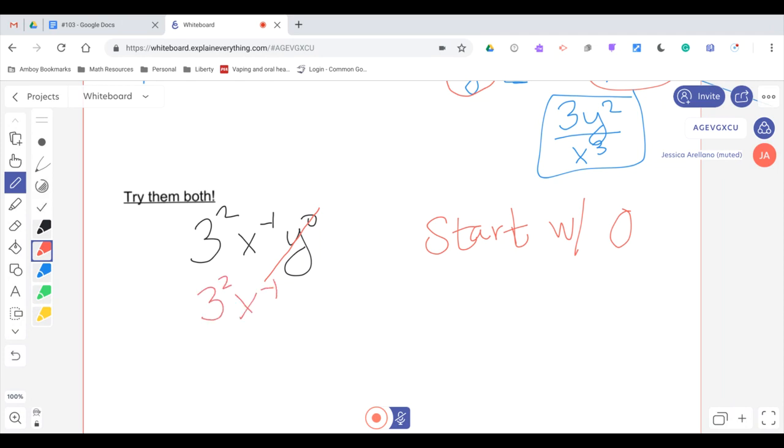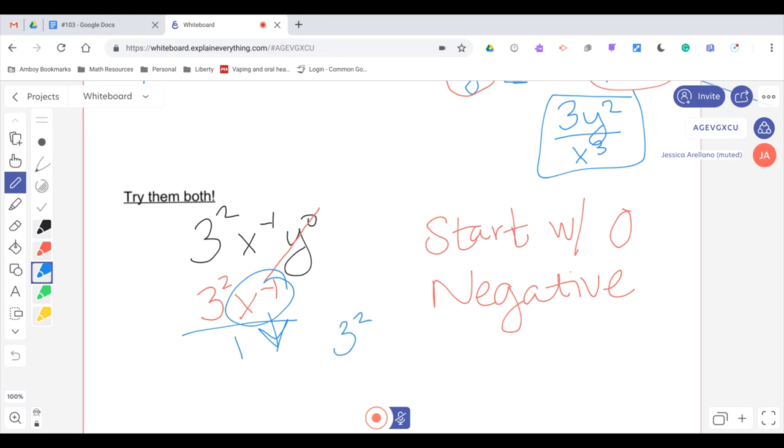So then I have 3 squared x to the negative 1. I want to do my negative exponent next. Or if you want to simplify that 3 squared first, that's really up to you. But I have to picture this whole thing as being over 1. I'm going to send this to the denominator, and I'll have 3 squared over x. Whether or not you write the 1 is up to you. And then to really finish simplifying, I need to make this 9 over x.